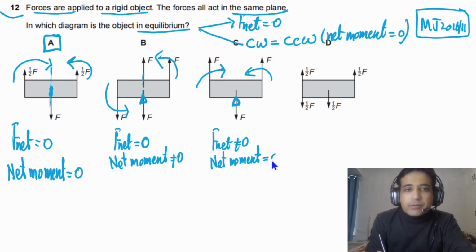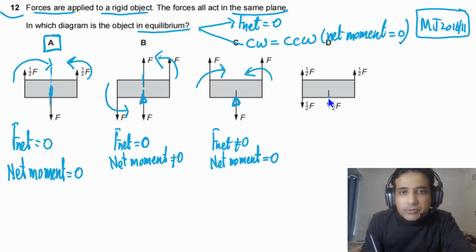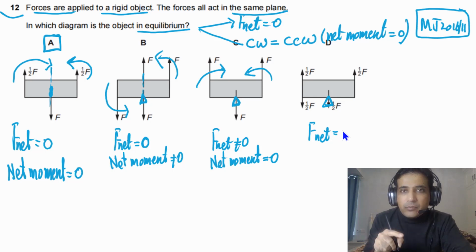Now if you look at this option, in this case we can also take moment about this point. You can see the net force is 0 in this case because 1F is acting vertically down and 1F is acting vertically up. So the net force is equal to 0. But the net moment is not equal to 0, because the moment due to this one is anti-clockwise, and the moment due to this one is clockwise. These two moments will cancel each other, but there is still a net moment due to this force, and this one will be anti-clockwise.